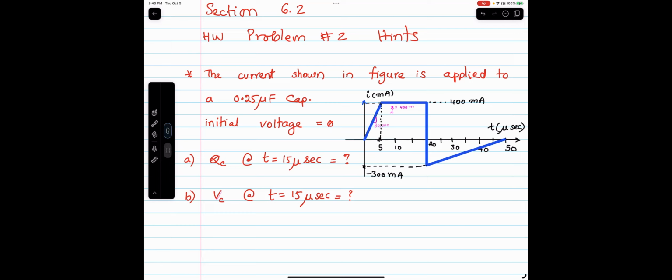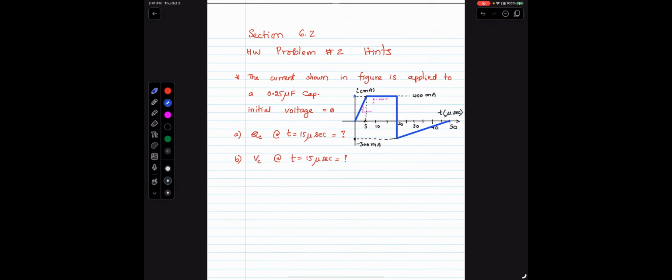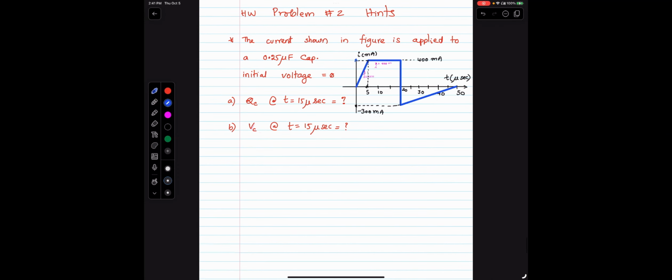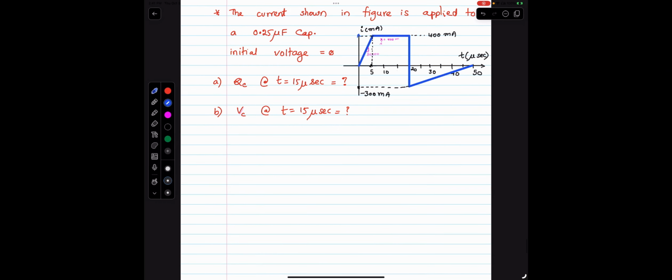How would we go about solving this problem? This is something a little different from what we have seen so far, right? We have not seen problems related to charge and capacitance and current relationship. The first thing we want to understand is that I, the current, is the rate of flow of charge.